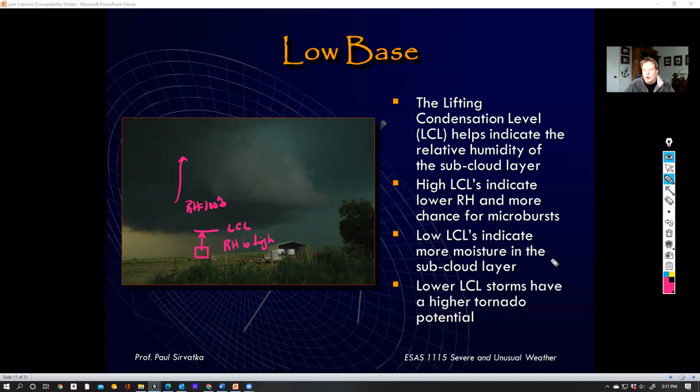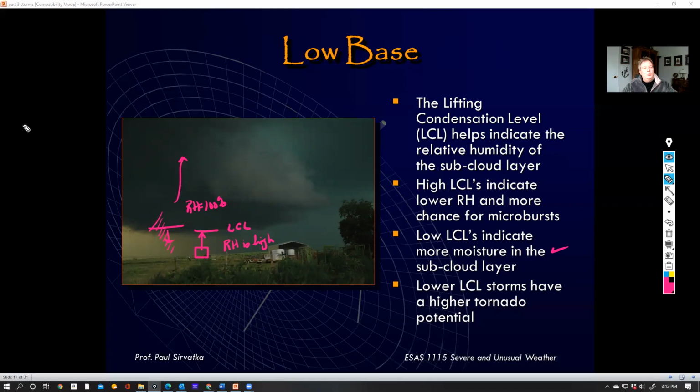And that means more moisture in the subcloud layer, the layer beneath the thunderstorm, which means how much rain evaporates, at least underneath it, not much. Okay, so this is a pretty important concept.